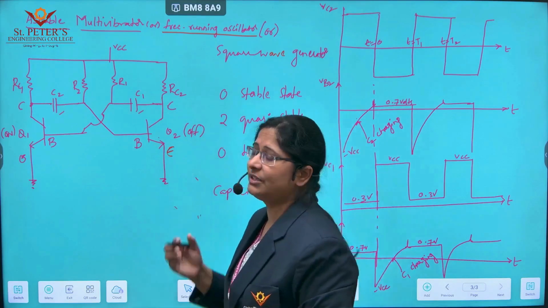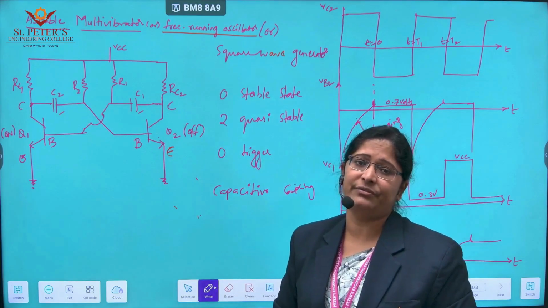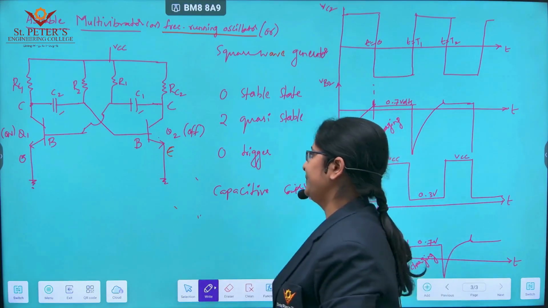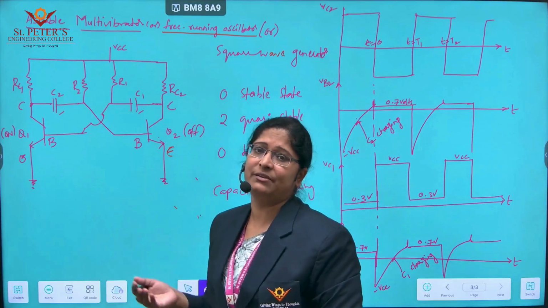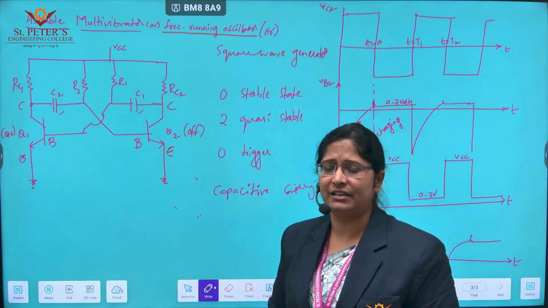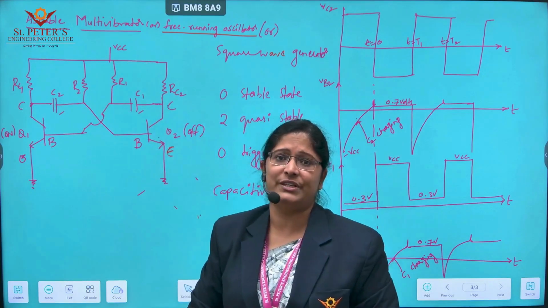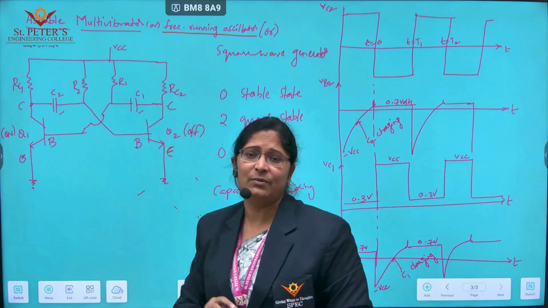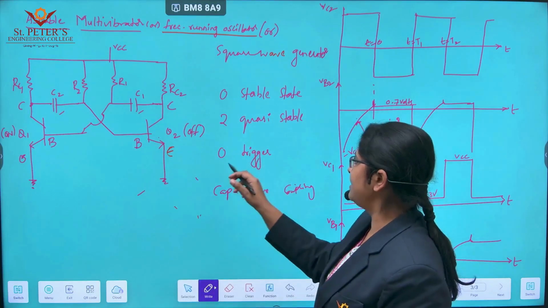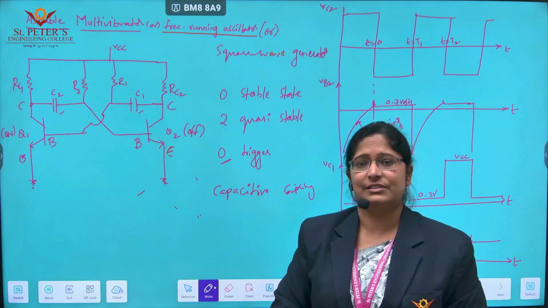So let us study the working principle of the astable multivibrator. As we know, in an astable multivibrator we need not apply any external triggering. If you see the circuit, other than the supply voltage VCC, we are not applying any external input anywhere. That's the reason the triggering used is 0.